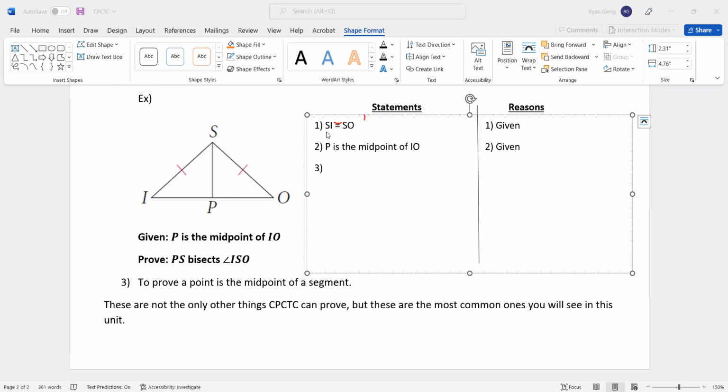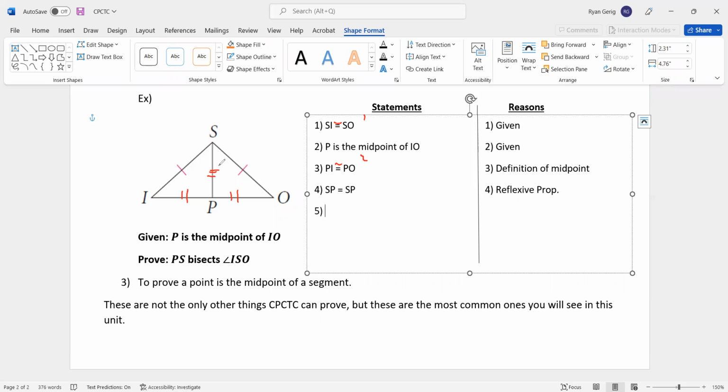I need to. What does that mean? It means that those two things are equal. I need to write that now. PI is congruent to PO, the definition of midpoint. And that would be my second piece. Now I need a third piece. Hopefully you see the reflexive here. Go ahead and type it now. SP is congruent to SP by the reflexive property.